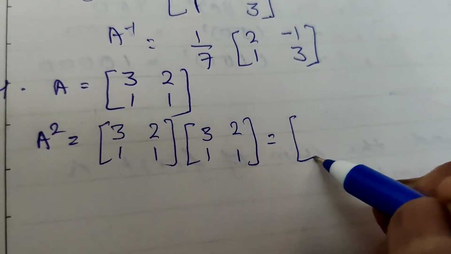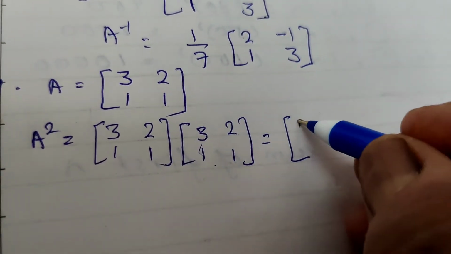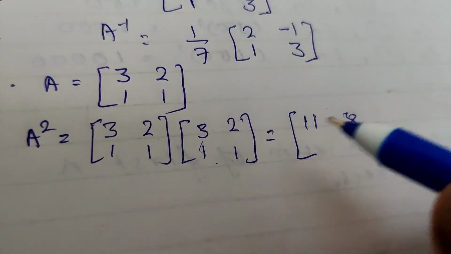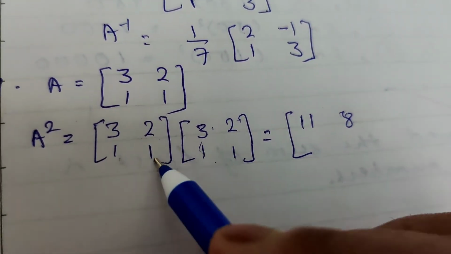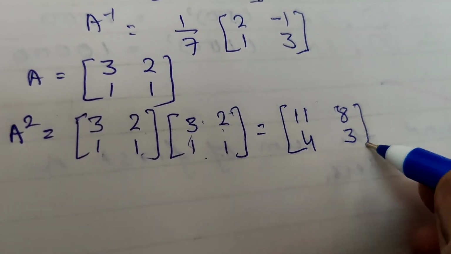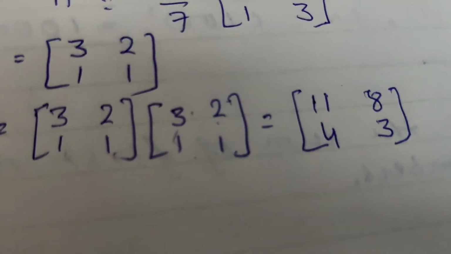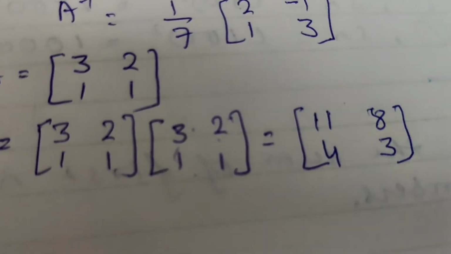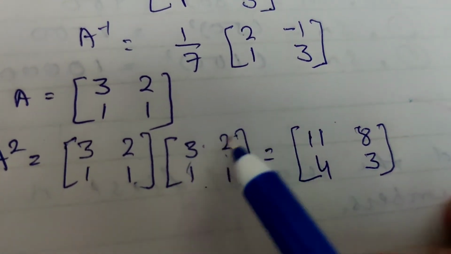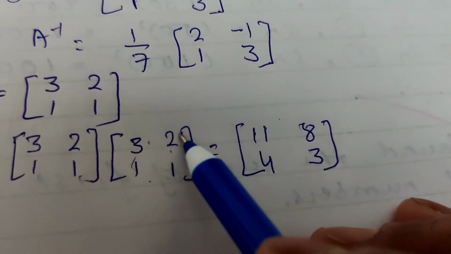You will get 9 plus 2, 11. 3 into 2 plus 2, 8. 3 plus 1, 4. And 2 plus 1, 3. 11, 8, 4, 3. 11, 4, 8, 3, sorry. 11, 4, 8, 3.